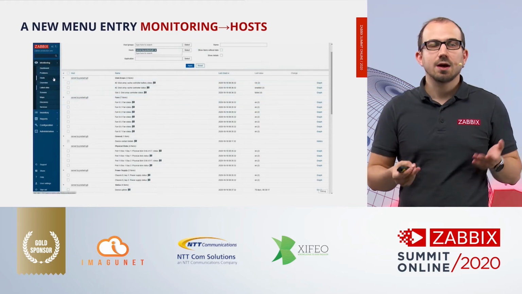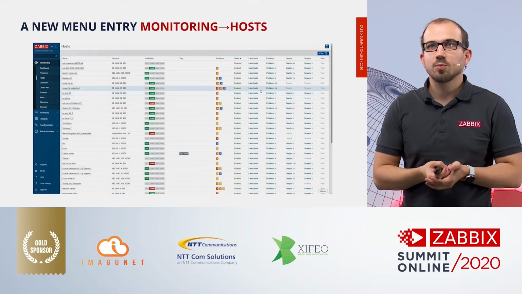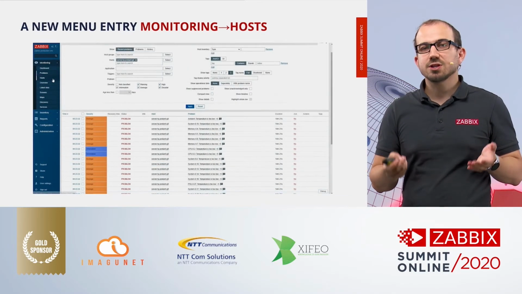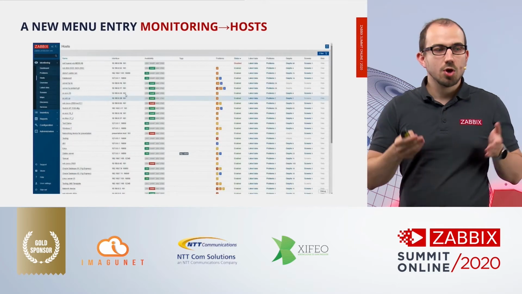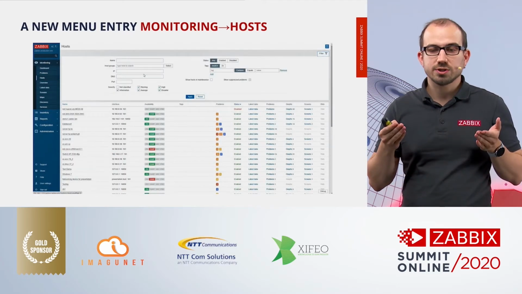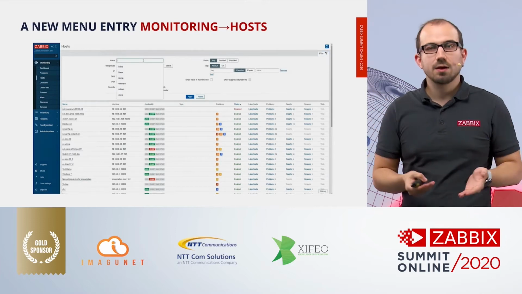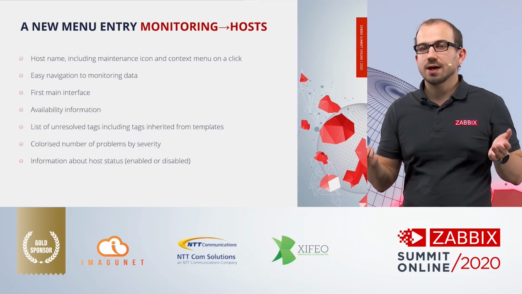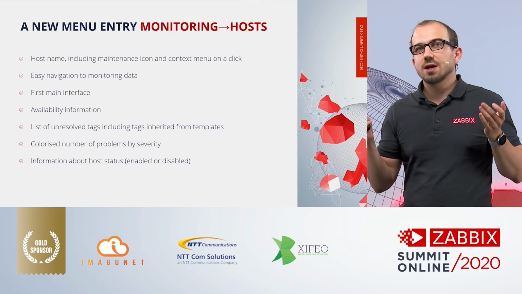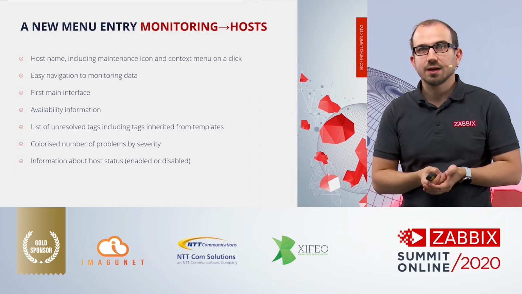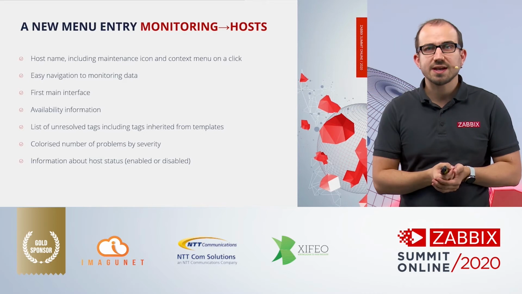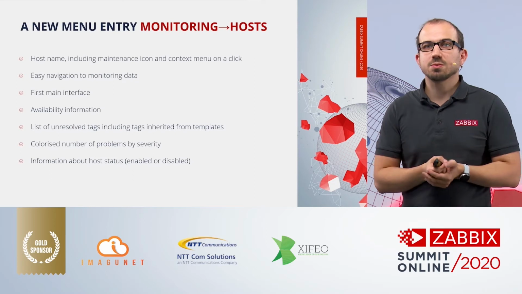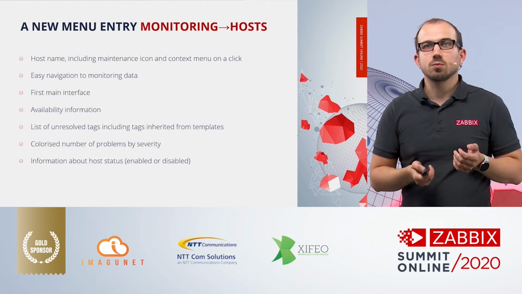Or we can just go and check some latest data, including not just the actual data, but even the current problems that are affecting this specific host, making navigation much faster and getting to the root issue, or just to the important data, as fast as it is really possible. So what else? There's a lot coming out from that menu. We have easy navigation to monitor the data. You can also see a list of unresolved tags, including tags inherited from templates. Of course, just as you saw, the colorized number of problems by severity, and a lot more information.